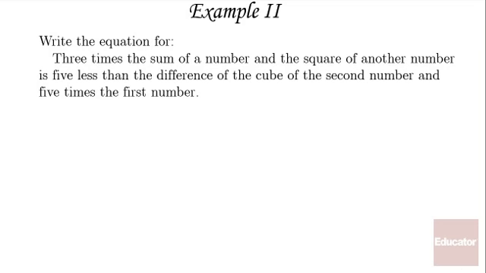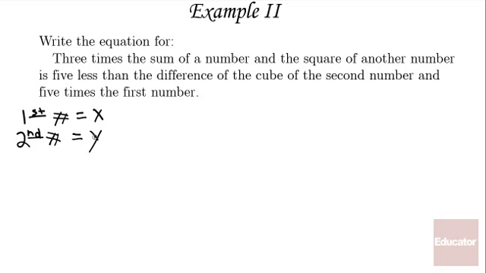I have to assign variables to unknowns, and in this case there's actually 2 unknowns. It says the sum of a number and the square of another number. So there's actually 2 numbers. I'm going to let the first number be called X. That's a number. And then another number tells me there's a second number, which I'm going to represent as y.